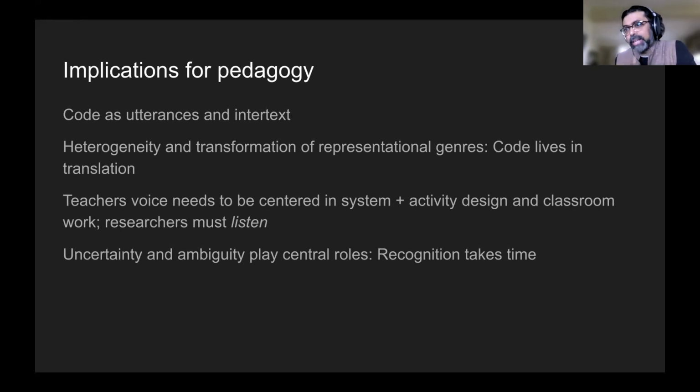But this recognition takes time. We can't go into a classroom and just assume that, oh yeah, if I just tell the teacher, if I just tell the student, they will immediately learn.